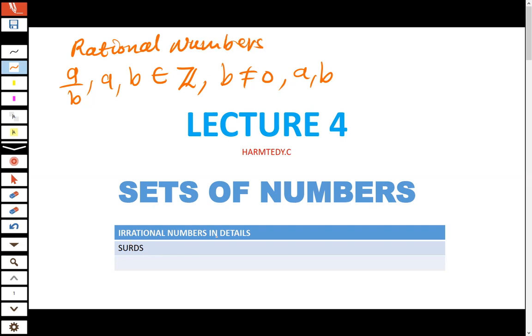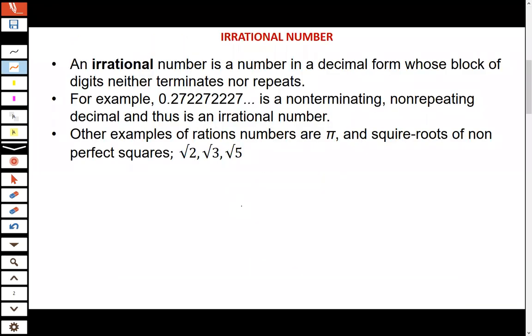So today we're looking at irrational numbers, and after that, we also look at surds. Irrational numbers, as we discussed at the beginning of sets of numbers, are just the opposite of rational numbers. Any number that is outside the set of rational numbers is called an irrational number. In other words, an irrational number is a number in decimal form whose block of digits neither terminates nor repeats.